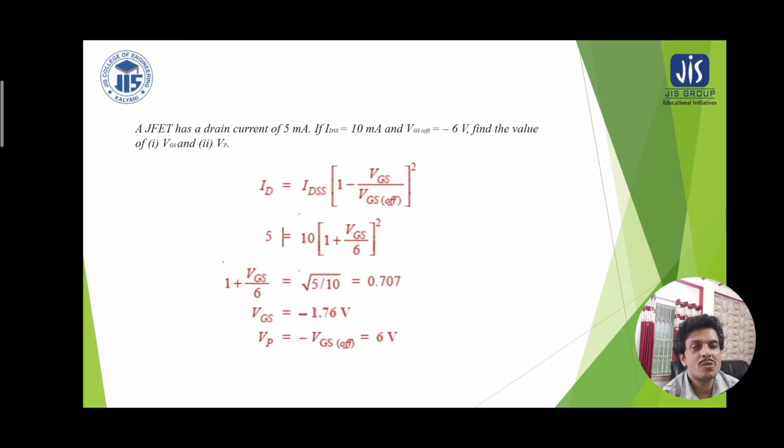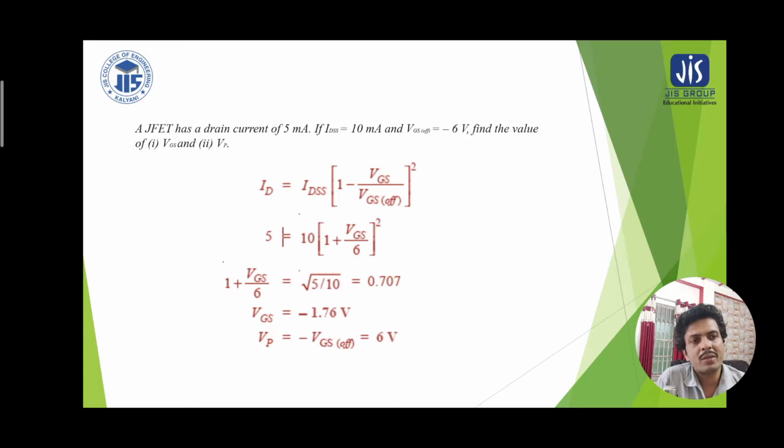We know the uppermost value of the reverse bias voltage is the VGS off, and that is negative, means it is obviously N channel JFET because P type semiconductor is forming the gate terminal. If it is applied negative voltage, then only it is reverse biased. So therefore VGS off is given minus 6 volt, stands for the JFET is of type N channel JFET. Find the value of the VGS and VP.